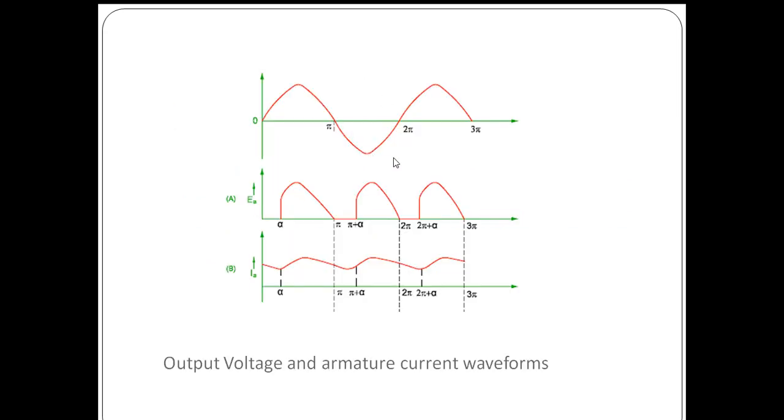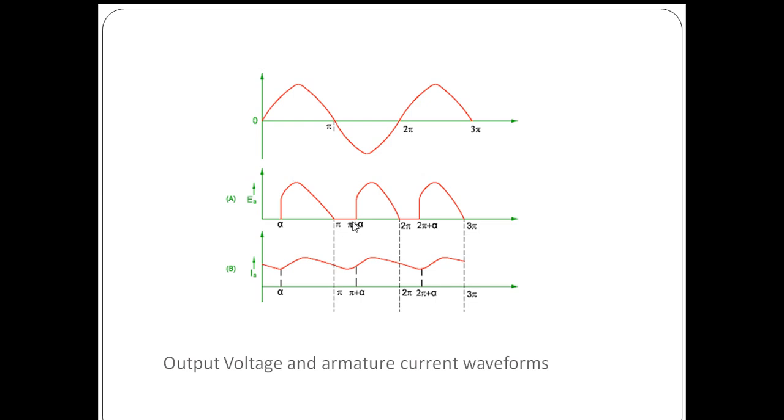So these are the waveforms of the output voltage and armature current. This waveform is for output voltage and this is for armature current. This is the input voltage which is applied across the semi converter, and the semi converter will convert this AC into DC as we know. From alpha we are getting output voltage and it will continue up to pi.